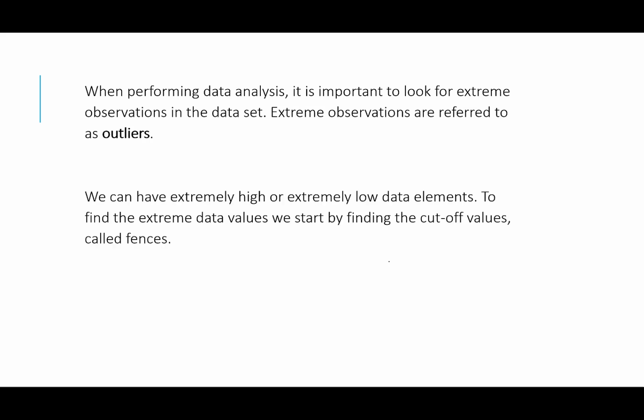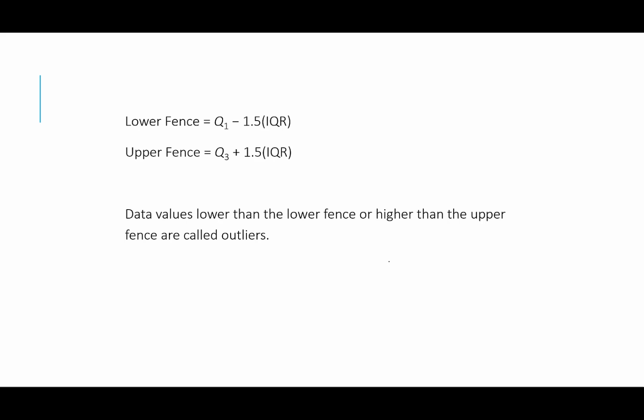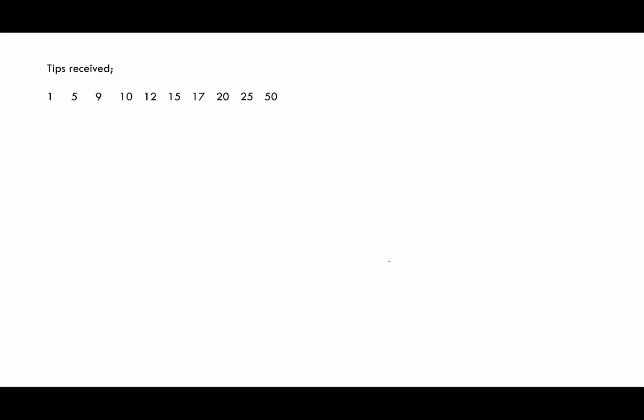To find the extreme data values, we have to start by finding some cutoff values that we're going to call fences. The lower fence will come from the first quartile, and we're going to subtract 1.5 times the IQR. And then for the upper fence, we take Q3 and add 1.5 times the IQR. Data values lower than the lower fence or higher than the upper fence are called outliers. So they're really extremes there.